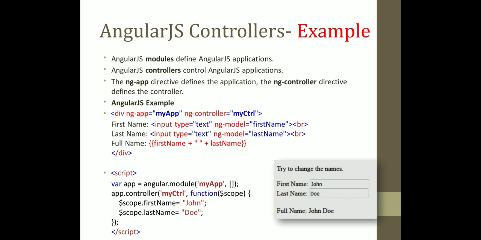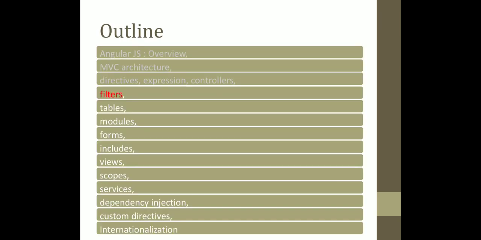In the next session we will see filters, tables, modules and forms that are used for AngularJS applications. These are the tools that help make the application in the easiest way, and they are also for displaying it as per the user view. So we'll meet in the next session with the filters, tables, modules and forms used in AngularJS.